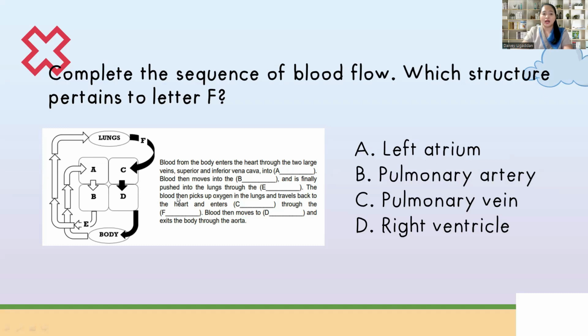Okay? The blood then picks up oxygen in the lungs and travels back to the heart and enters C, this is your left atrium, through the F. How will it get to your left atrium? Through your pulmonary vein. Blood then moves to your left ventricle and exits the body through the aorta. So the correct answer to this one is pulmonary vein.